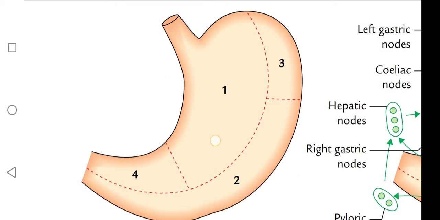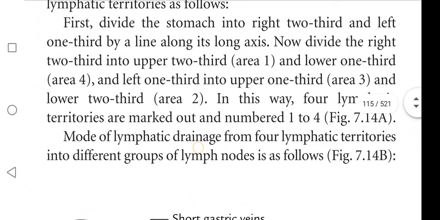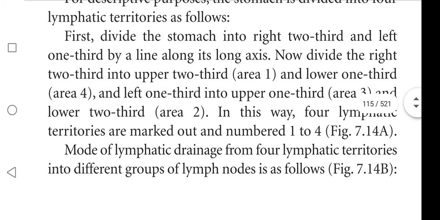See one mnemonic. First see the left side also. Divide the left 1/3 into the upper 1/3 and lower 2/3. Once again, the left 1/3 is divided into the upper 1/3, which we call area 3, and the lower 2/3, which we call area 2.